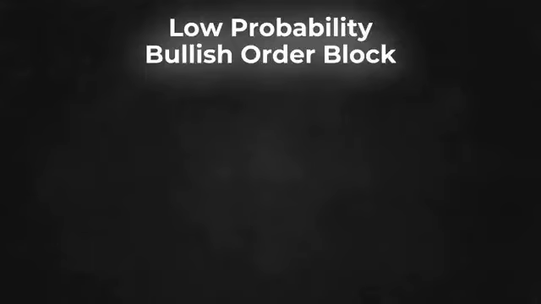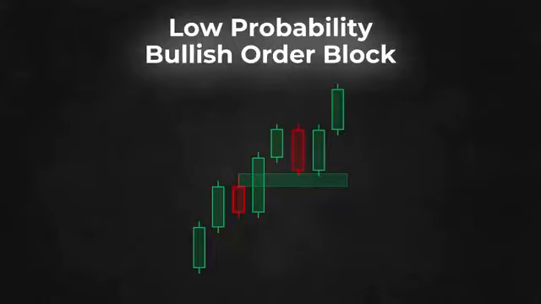In the bullish variation of a low probability order block, we find a small-bodied bearish candle in the middle of a price movement composed by mostly bullish candles. The order block sits in the space between the high and the open of the small-body bearish candle. Price will often retrace to this order block before resuming the movement upwards.